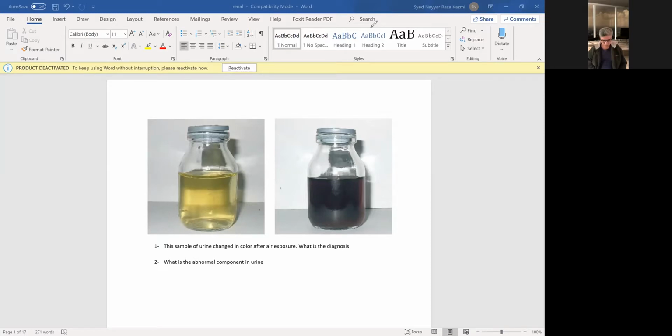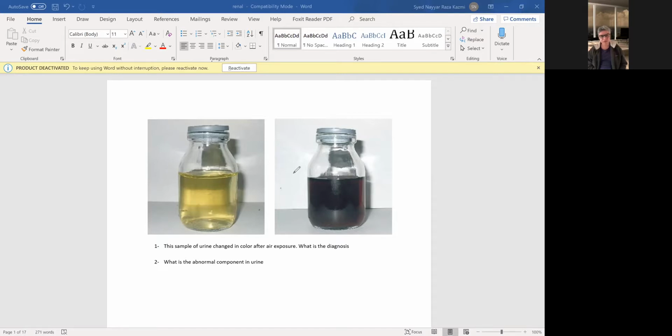Here you see two bottles with urine samples in them. The first one is the fresh one, a sample of fresh urine given by a child. After some time, it changes its color to almost black. This especially happens when it's exposed to the air. The question is, what's your diagnosis?